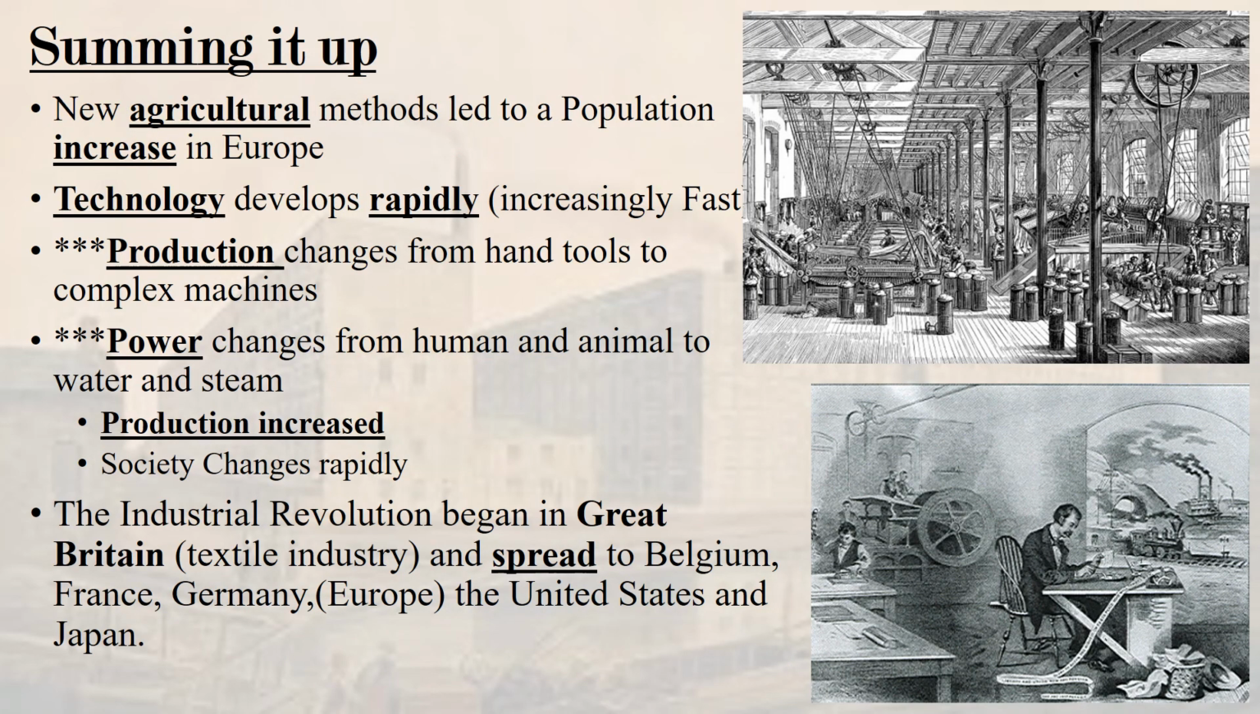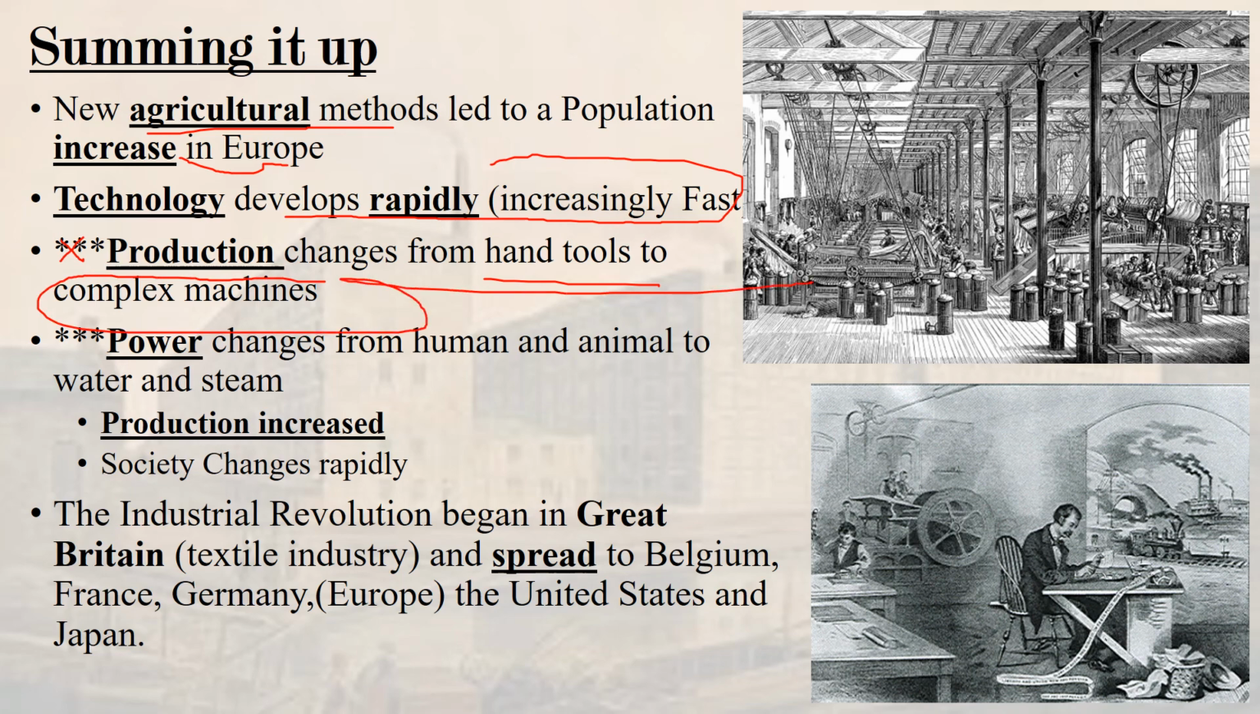So, to sum this all up, new agricultural methods of the agricultural revolution led to population increases in Europe, starting in Great Britain. New technologies develop increasingly rapidly, so increasingly fast. The rate of technology grows. That is something we still experience to this day, that the rate of technology is always increasing. Production changes. This is a big one. Star it. From hand tools to complex machines. That is a huge element of the Industrial Revolution. Power changes from human and animal powered to water and eventually steam.